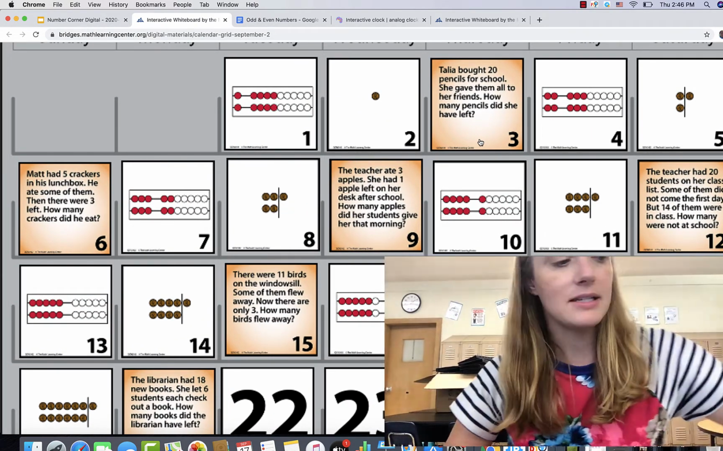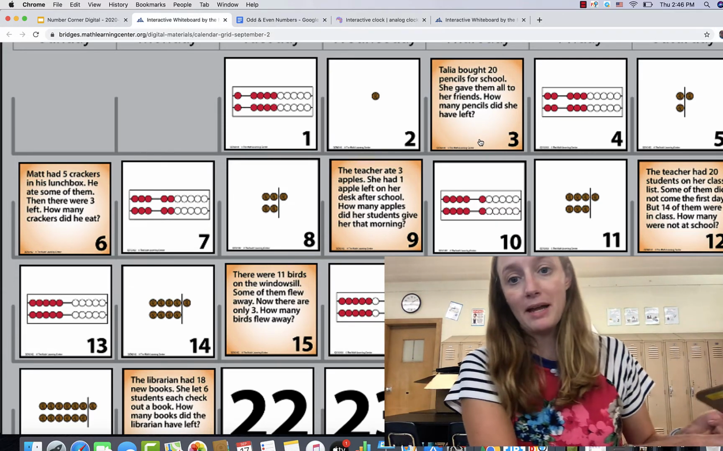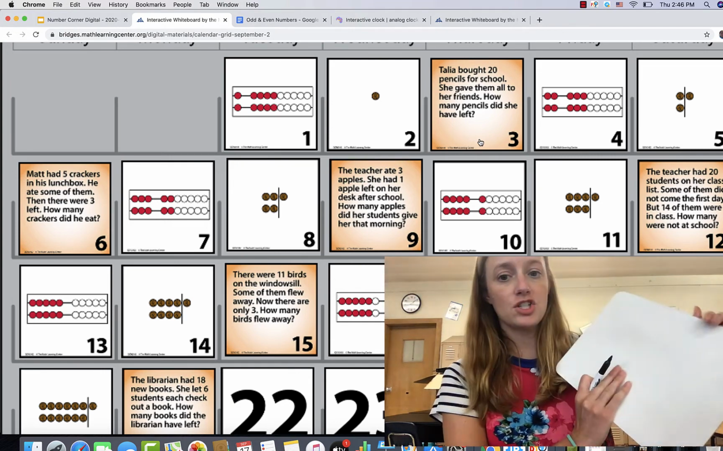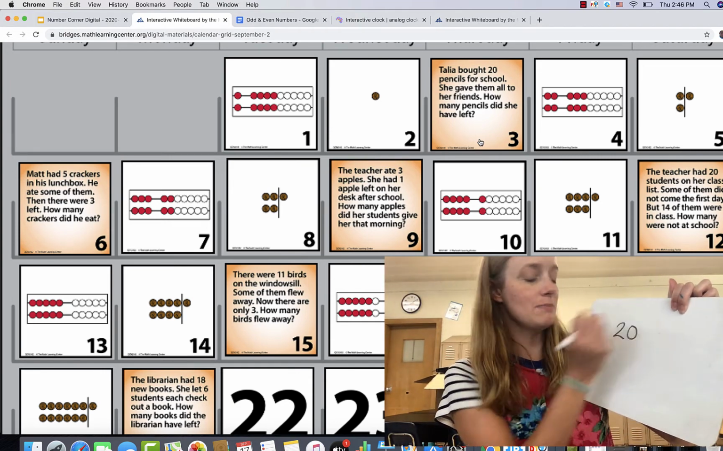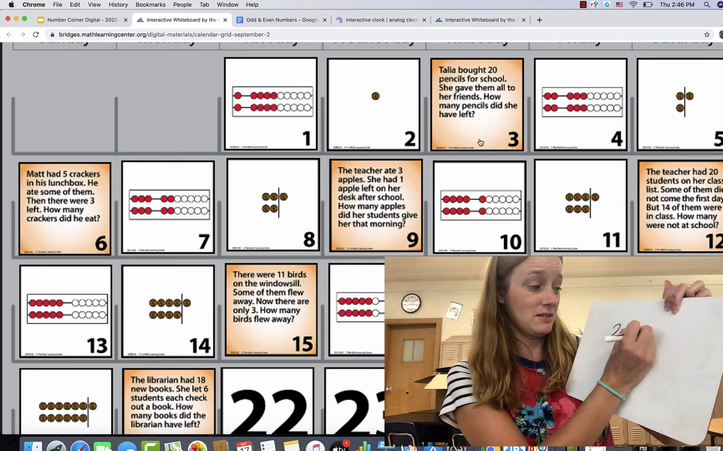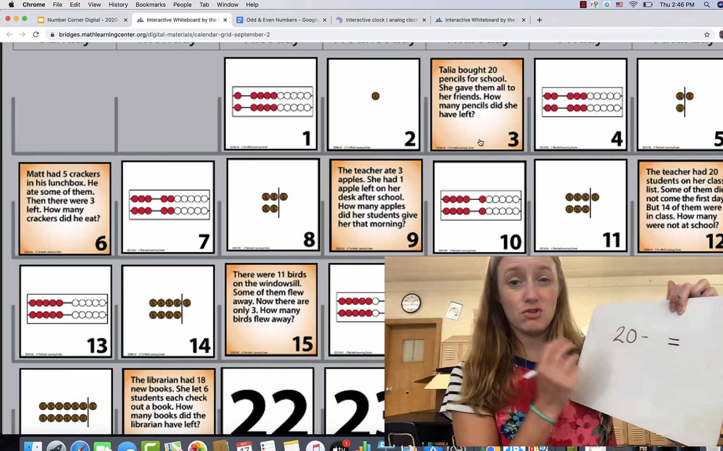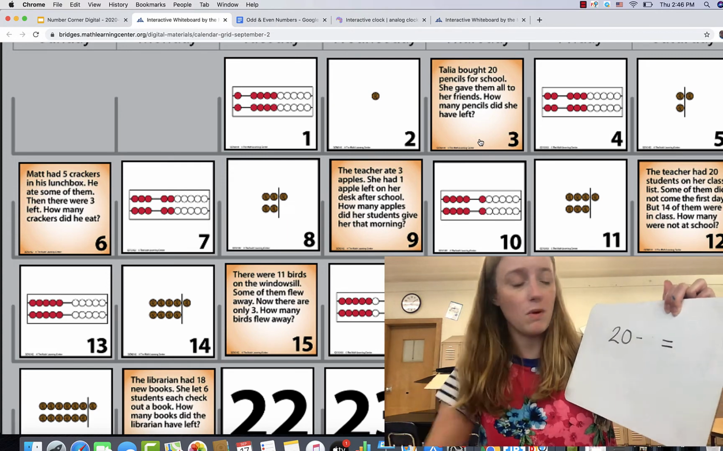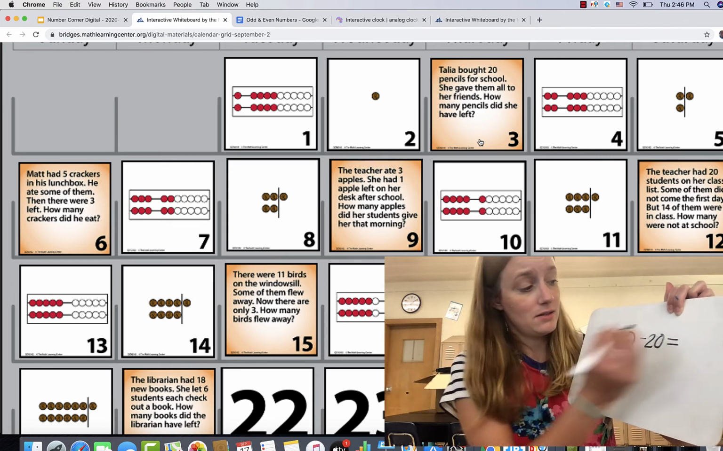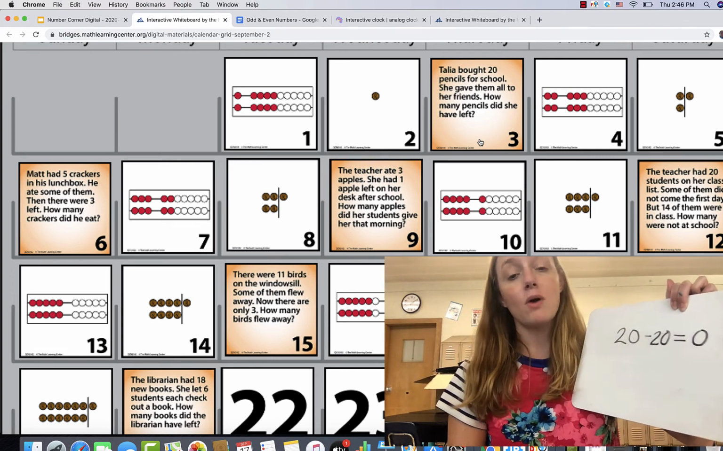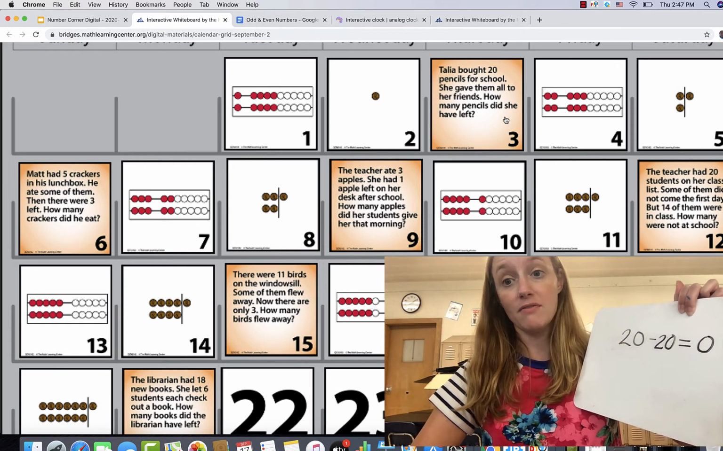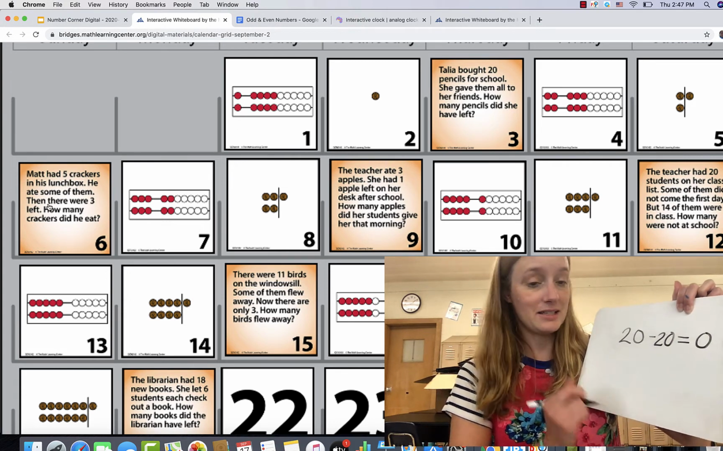And it says, Talia bought 20 pencils for school. She gave them all to her friends. How many pencils does she have left? So if she has 20 pencils and she gave them all away, does she have any pencils left? She gives every single one of them away, so she's giving all 20 away. How many does she have left then? I hope you came up with 0. So on our chart, I'm going to go ahead and fill that equation out for the 3rd of this month. We're going to go ahead and go to the 6th now, okay?